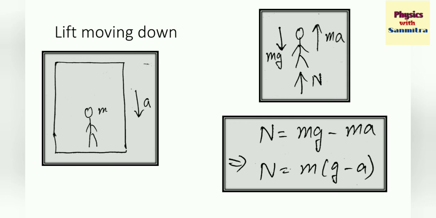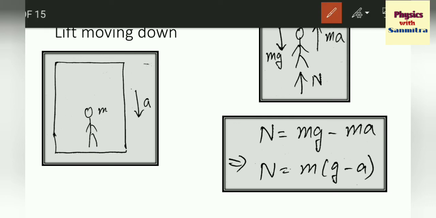So you will be feeling lighter. See, because g minus a, that is reducing g. If a was 0, if acceleration was 0, then N would have been simply mg. Normal reaction will be the same as the weight. But when the lift is accelerating downwards, this component, this ma, will reduce this N. As the ma increases, this N will decrease.